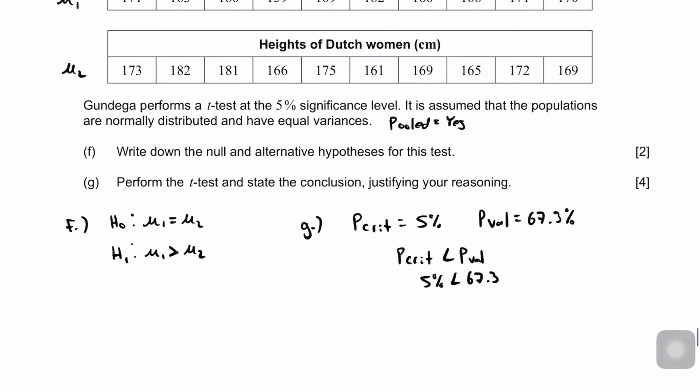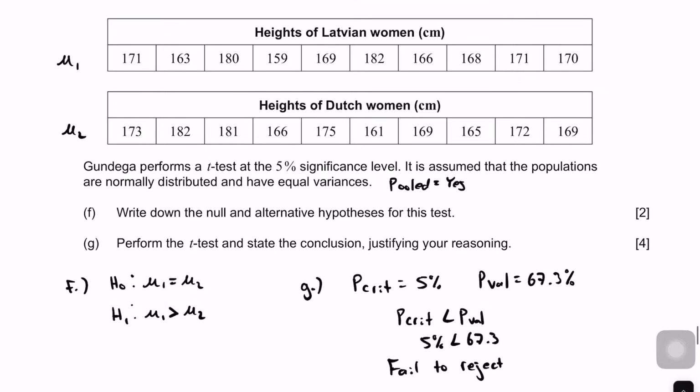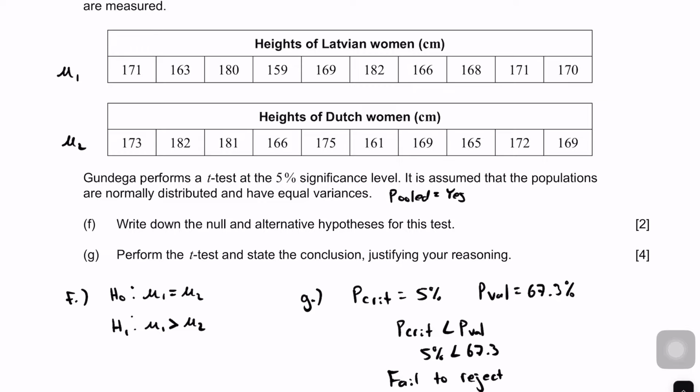Therefore, we again fail to reject the null hypothesis. The p-value is pretty high, so we don't reject. Fail to reject the null hypothesis. Gundiga's claim is not correct. It looks like there's no significant difference.